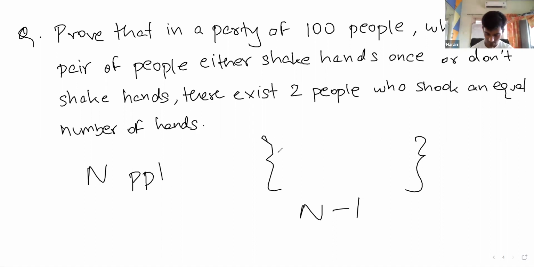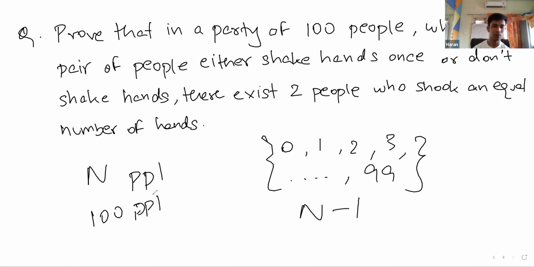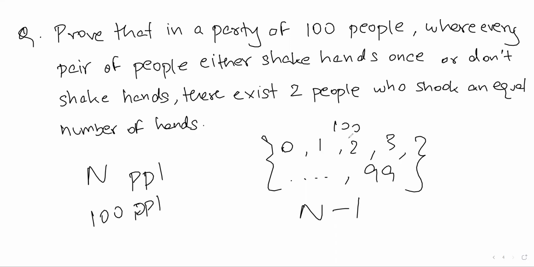So the set of possible numbers of handshakes that you could have done is numbers from 0 to 99. And obviously everything in between is possible as well. So it's 0, 1, 2, and so on to 99. And you have 100 people. What's the number of elements in the set? 100 elements, including 0. It falls just short of the pigeonhole principle.